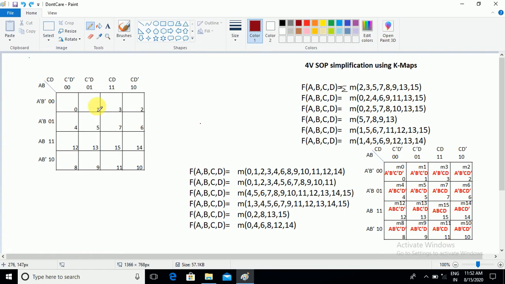1, 5, 6, 7, 11, 12, 13, 15, and here also this problem is very important.